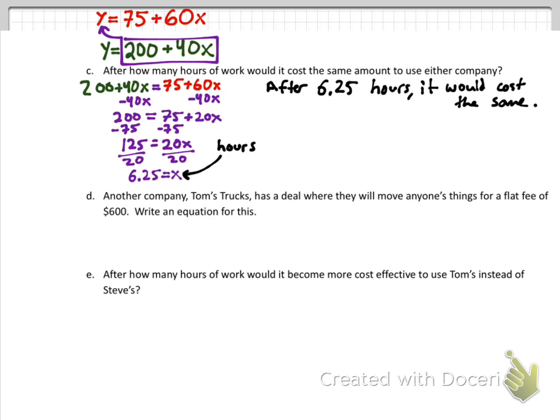Another company, Tom's Trucks, has a deal where they will be moving anyone's things for a flat fee of $600. Write an equation for this. Well, remember, cost is y, and there's a flat fee. The cost is always going to be $600, so y equals $600. You can also notice that it doesn't matter what the x is, how many hours it takes them, so there's not going to be anywhere for us to plug in x to change that value.